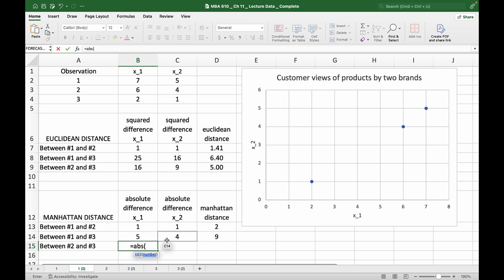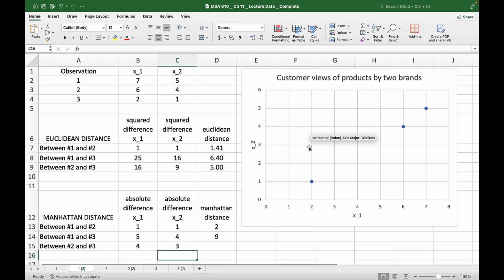So with regards to person 2 and 3, person 2 viewed 6 Patagonia products. Person 3 viewed 2. Got an absolute value distance of 4, right? 1, 2, 3, 4. And with regard to North Face, the difference is absolute value of 4 minus 1. 1, 2, 3. We'd add those together, and that's our Manhattan distance.